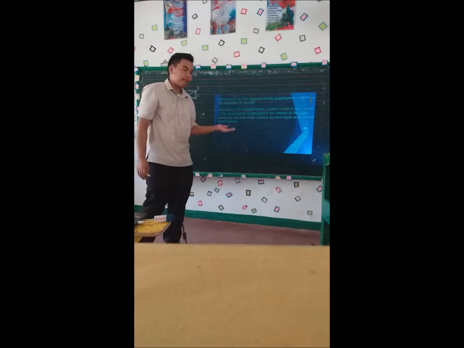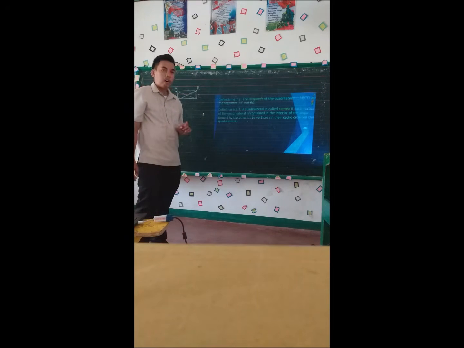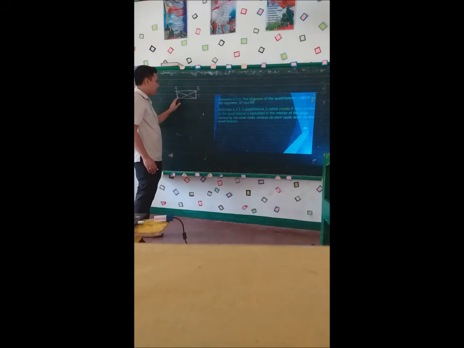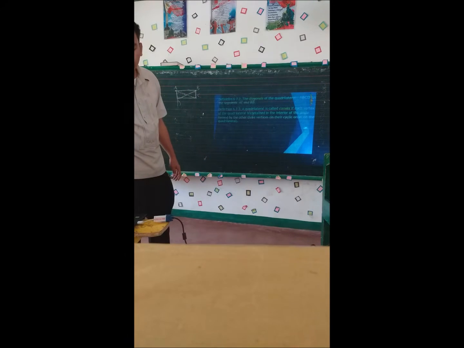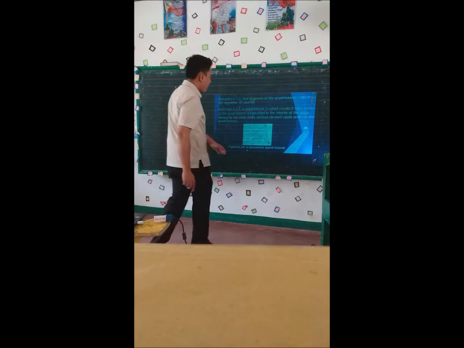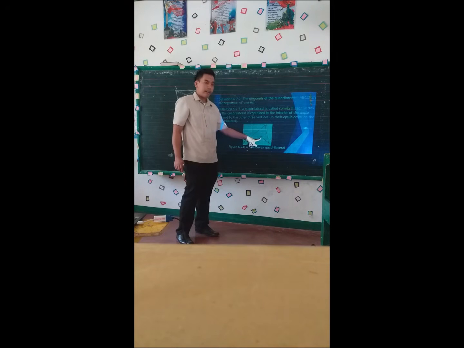In definition 6.7.3, a quadrilateral is called convex if each vertex of the quadrilateral is contained in the interior of the angle formed by the other three vertices in their cycle. As you can see here, the angle is contained in the interior, so this is a convex quadrilateral. For example, in this non-convex figure, vertex B is on the outside.